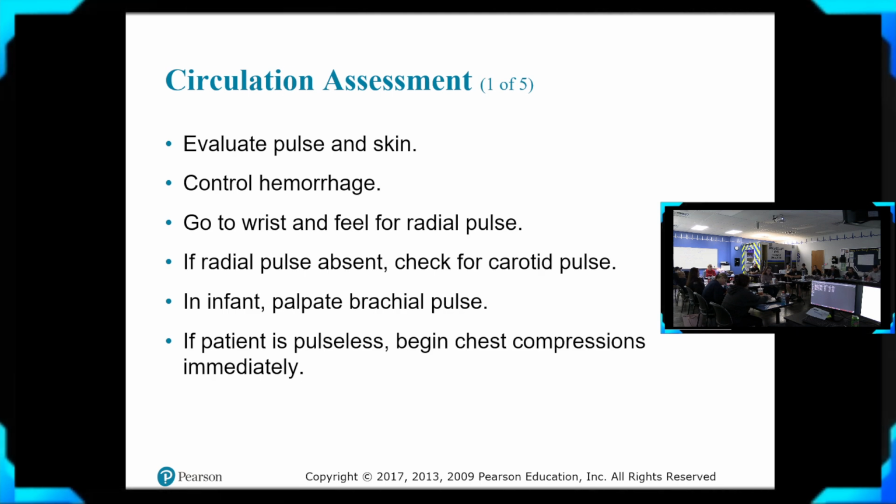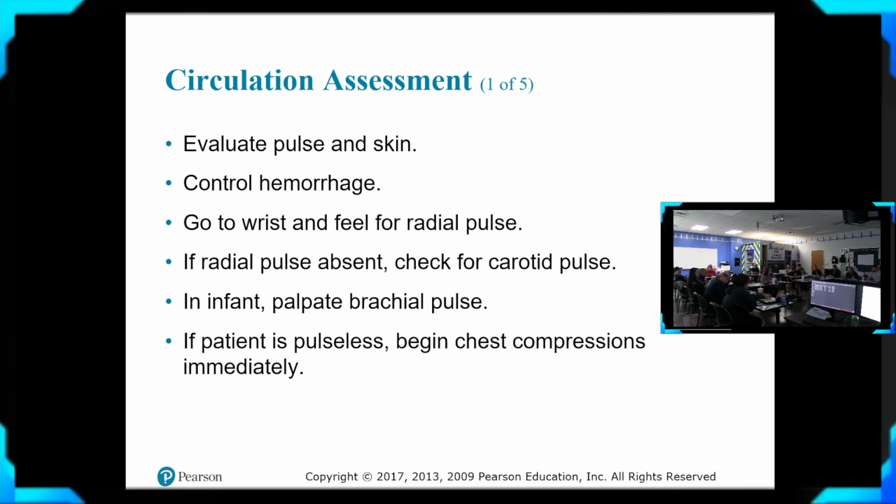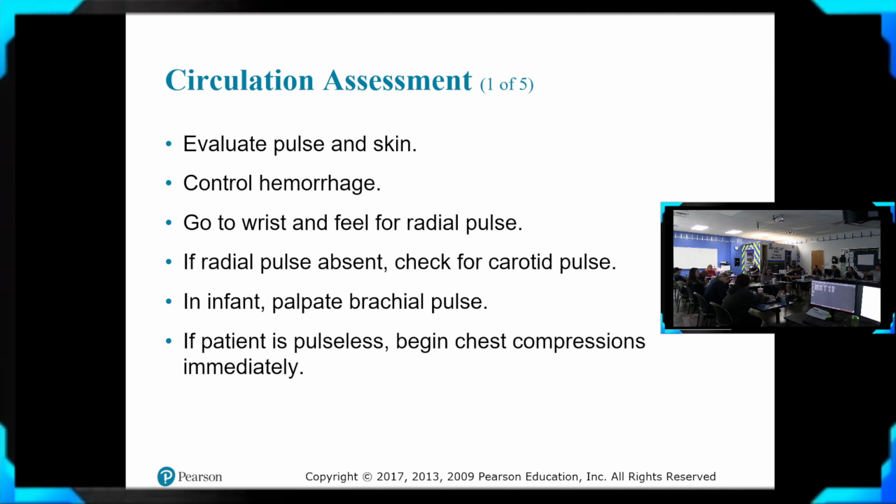For circulation, evaluate the pulse and skin. If there's any hemorrhaging, not just bleeding, but hemorrhaging, address it. You go to the wrist and feel for a radial pulse. If a radial pulse is absent, you check for carotid. On infants, I go straight to a brachial or popliteal if I have to. If we have a radial pulse, it's a good indication that we at least have a systolic pressure of what? 90. And if we have a carotid pulse, it means we at least have a systolic pressure of what? 50 to 60. And if they don't have a pulse, biggest thing to learn today, start CPR.